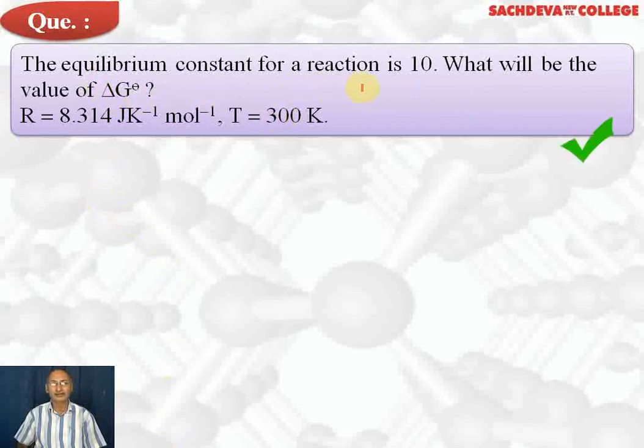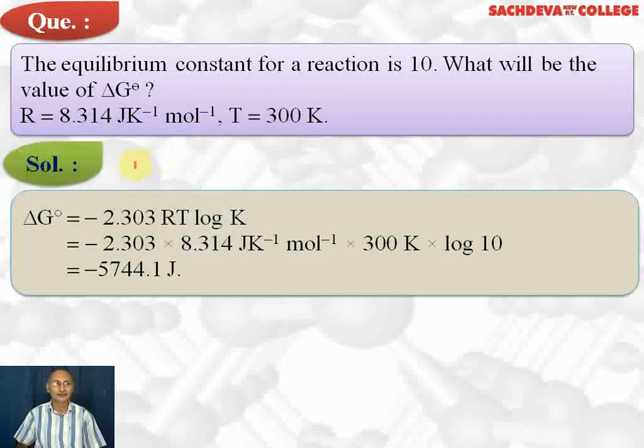The equilibrium constant for a reaction is 10. What will be the value of delta G standard? R is 8.314 joules per Kelvin per mole. Temperature is 300 Kelvin. This is a simple question. Delta G standard is equal to minus 2.303 RT log K, so minus 2.303 into 8.314 joules per Kelvin per mole, temperature is 300 Kelvin, into log 10. Log 10 is 1. So delta G comes out to be minus 5744.1 joules. Here delta G is coming out to be negative. It means the reaction will be spontaneous.